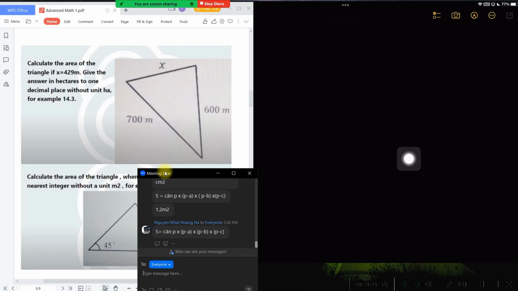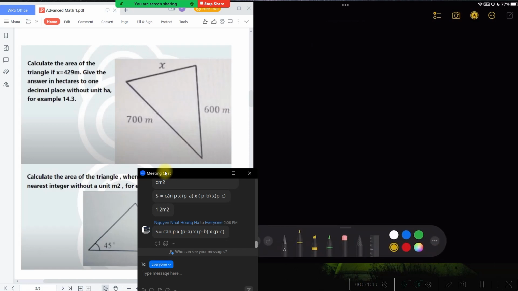Okay, they ask you to do what? Calculate the area of the triangle if x equals 429 meters. Give the answer in hectares, to one decimal place without unit. So the answer is in hectares, and one decimal place means we only take one digit after the decimal point.